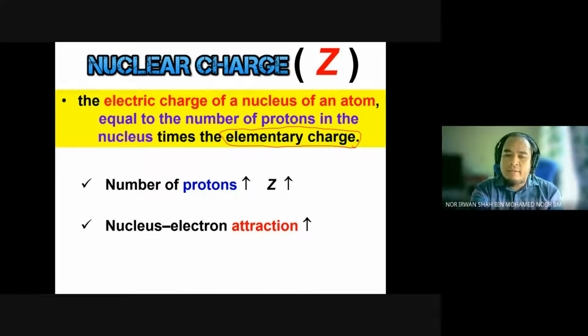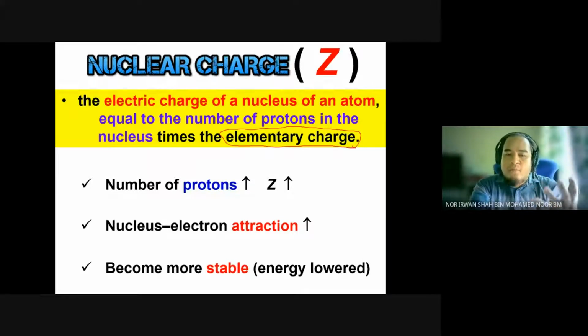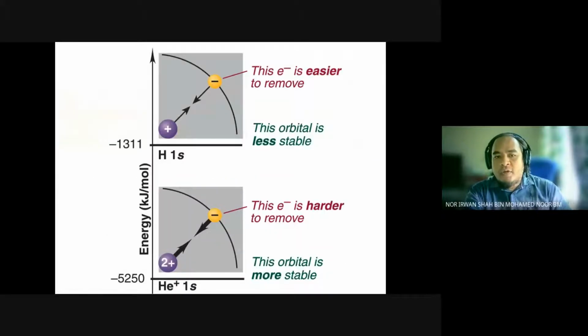Okay guys, alright, seterusnya. Dia macam ni tau. Bila kalau Z ini, dia punya nilai dia makin tinggi, the higher the value of Z, so what will happen to the atom? So kita akan katakan the atom akan become more stable. Okay, saya akan berikan satu contoh. Kenapa saya katakan dia more stable? Okay guys, so here I'm going to use these two examples.